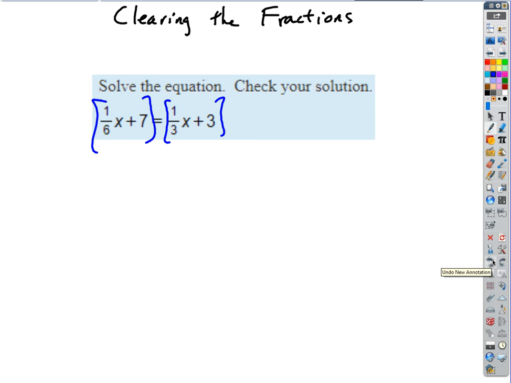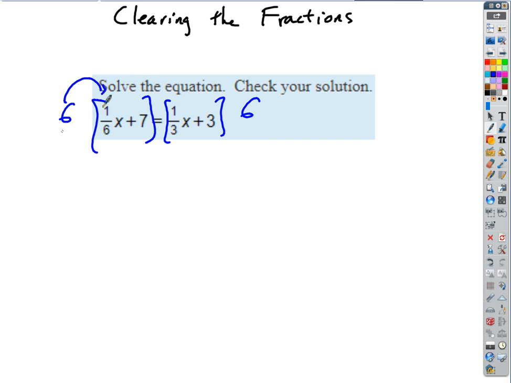Not because it's the denominator, but because it happens to be the least common denominator of all the denominators. It's the smallest number that they would all divide into evenly, right? So if I multiply each side by 6, look what happens. It's like magic. When I distribute the 6 through, 6 times 1/6 is what?